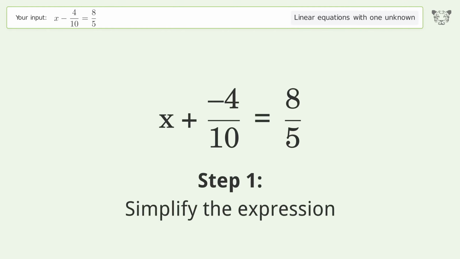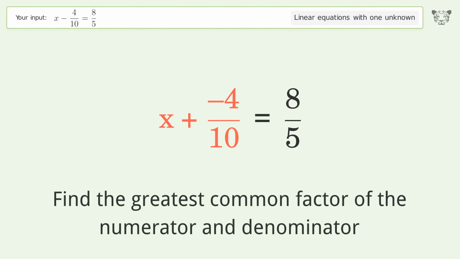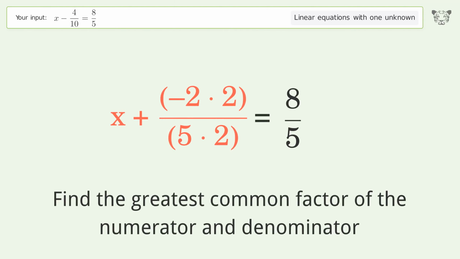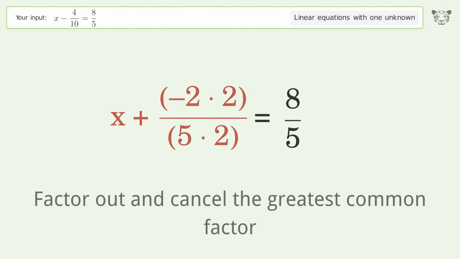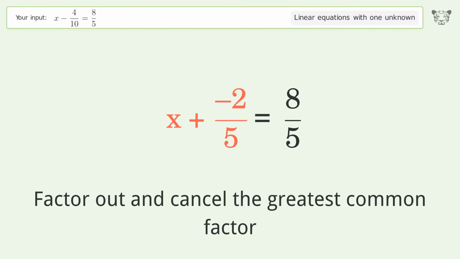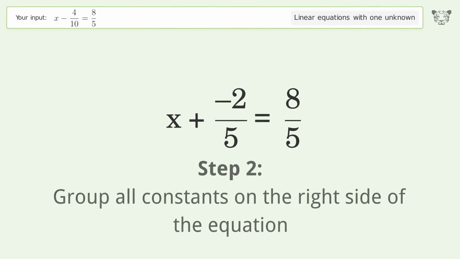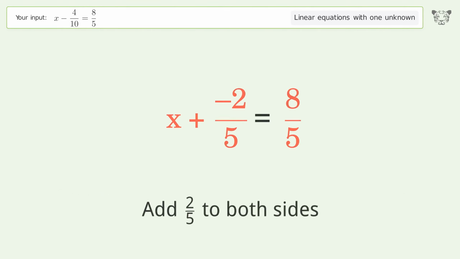Simplify the expression. Find the greatest common factor of the numerator and denominator. Factor out and cancel the greatest common factor. Group all constants on the right side of the equation. Add 2/5 to both sides.